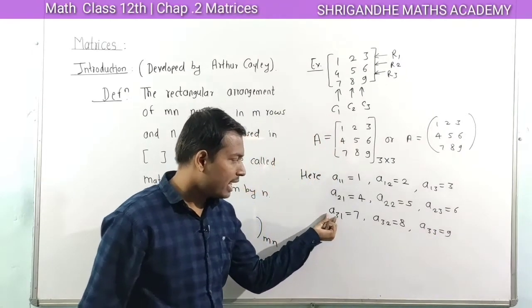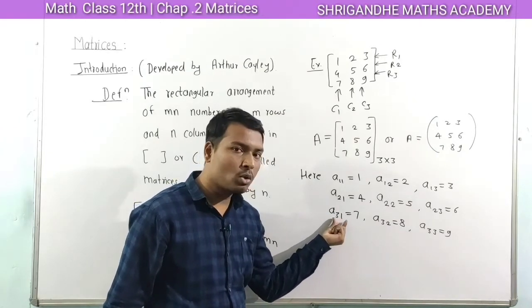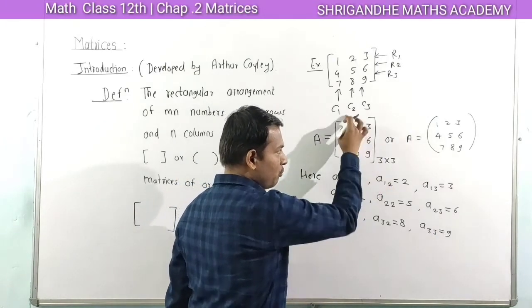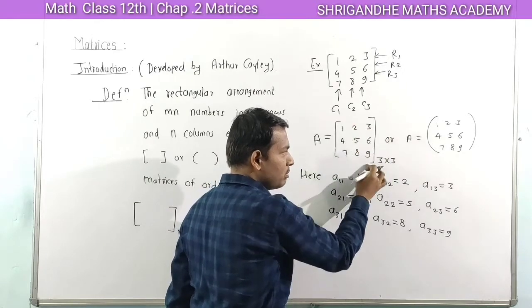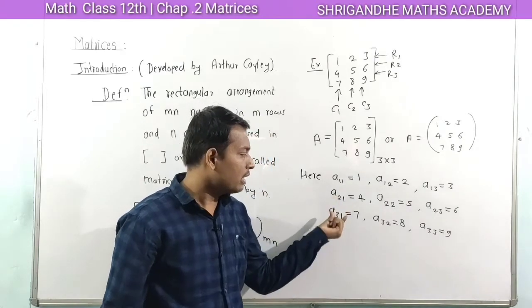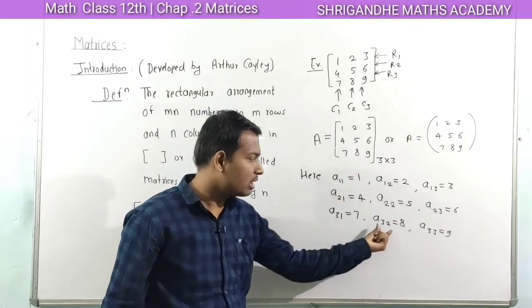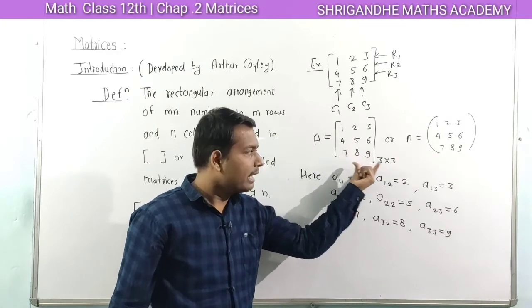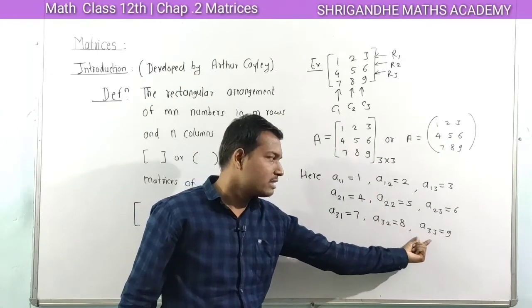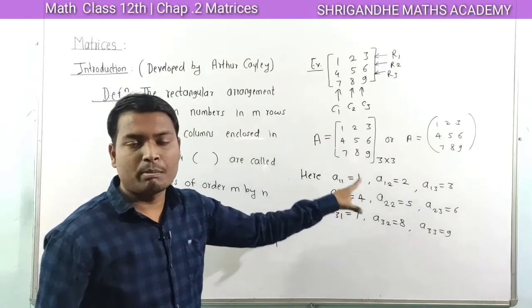Why do we write this? Because A31 means a number or element in third row and first column. The element in third row and first column is 7, because this is the first row R1, second row and third row, and first column C1, second column C2 and third column C3. Therefore A31 means the element in third row and the first column, which is 7. Therefore we write here A31 equal to 7. And similarly the element in third row, second column is 8, and in third row and third column is 9. Therefore A32 is equal to 8 and A33 is equal to 9. Clear? This is for a particular example.